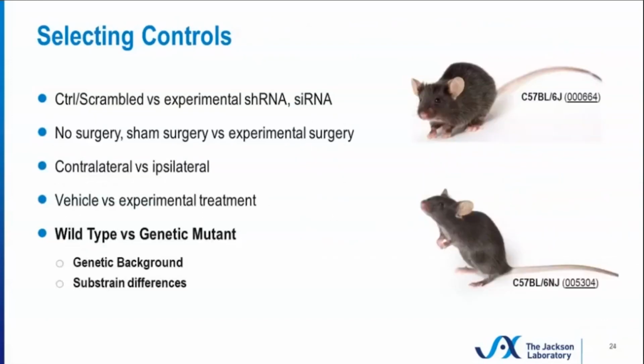And then selecting your controls. There could be multiple ways you can select controls. Today we'll talk about selecting the controls based on genetic background. A very common example that comes to us a lot is how C57 Black 6J and C57 Black 6NJ are different from each other based on their genetic makeup.